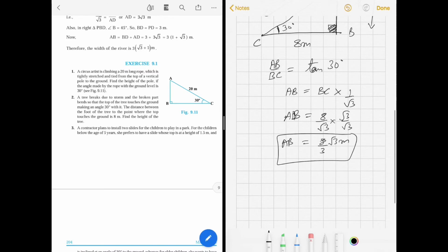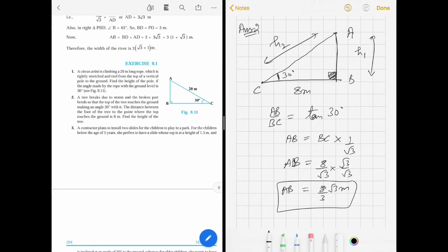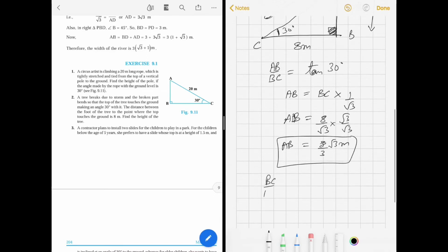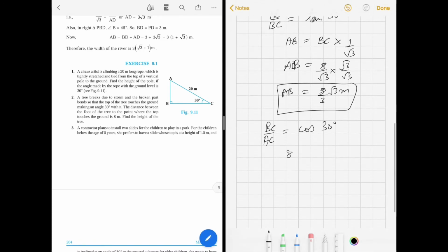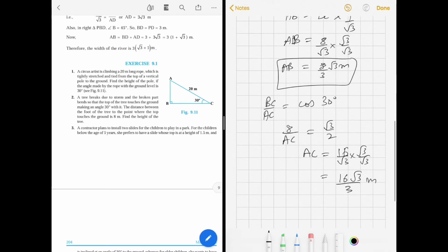Similarly, to find h2, I can use either sine or cos, but I'll use cos. BC is my base, so base upon hypotenuse, that is cos 30 degrees. Now what is BC? 8. AC, I don't know. Cos 30 is root 3 by 2. Therefore AC comes out to be 16 upon root 3. This also I can rationalize. So that is 16 root 3 upon 3 meters. This is AC.